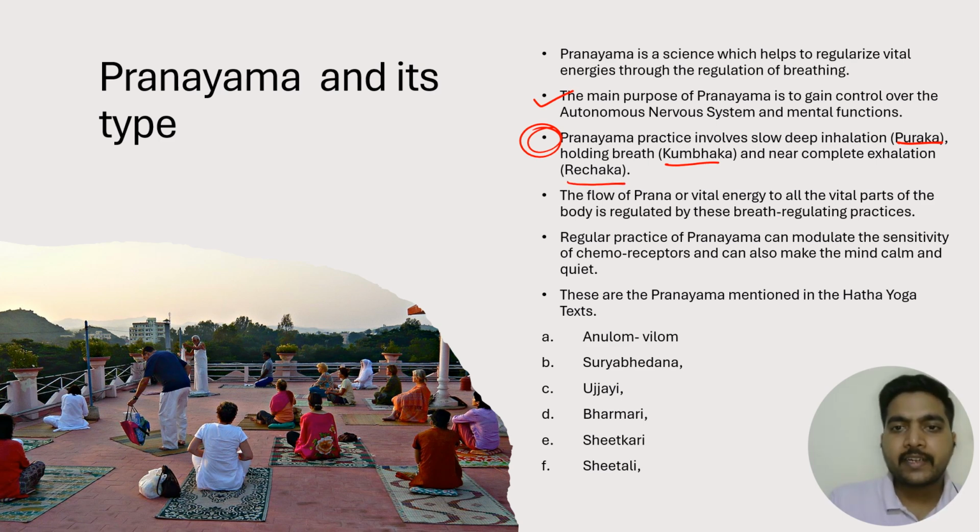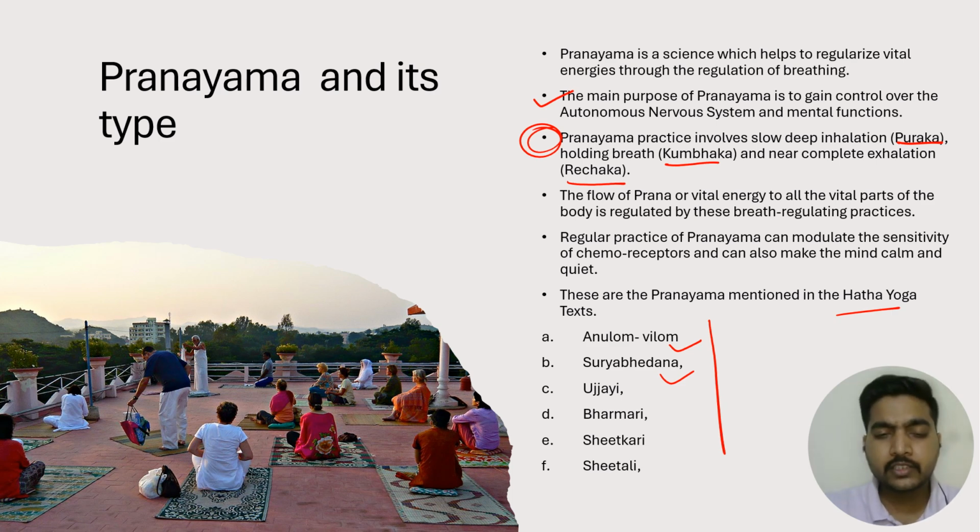The flow of prana, the vital energy, to all the vital parts of the body is regulated by these breath regulating practices. With the help of pranayama, our main task is to regulate that energy into all body parts. As we discussed in the previous video, according to Hatha Yoga these are the types of pranayama: Anulom Vilom, Surya Bhedan, Ujjayi, Bhramri, Sitkari, Sitli, and two others not mentioned in the syllabus, Murcha and Kevli.